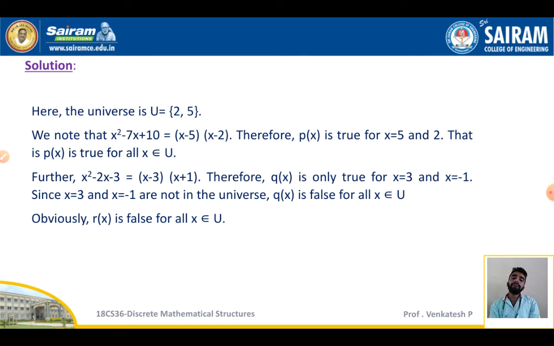Further, x square minus 2x minus 3 is equal to x minus 3 times x plus 1. Therefore q of x is only true for x equal to 3 and x equal to minus 1. But since x equal to 3 and x equal to minus 1 are not in the given universe U equal to 2 comma 5, we can conclude that q of x is false for all x belonging to U. Obviously, r of x is false for all x belonging to U.